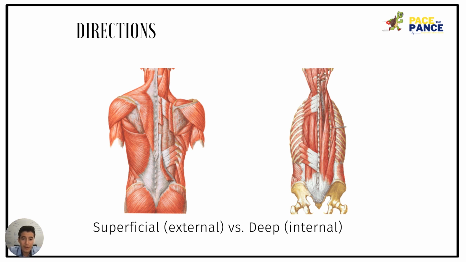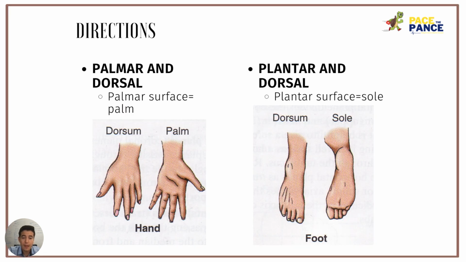Okay, and then we also have some directions. So we have superficial and deep, like we've been talking about. So there's superficial muscles of the back, and then there's more deeper muscles of the back. Palmar and dorsal, like we talked about earlier. So the palm, more of the ventral or anterior surface, versus the dorsum, which is more of the posterior surface.